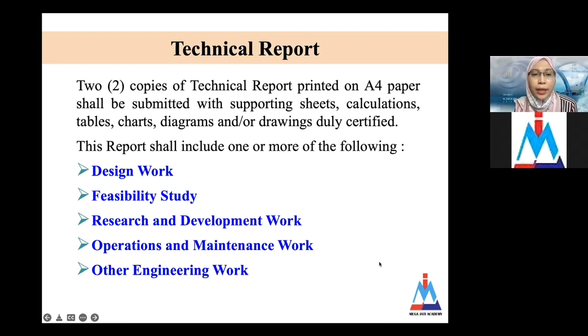All right, so this report shall include one or more of the following. You can have design work, you can have a feasibility study, and even if you are from academics, you can have research and development work. I'll let you know one by one later what the contents of it are. And then you can do operation and maintenance work and other engineering works that you feel satisfy all the contents of the chemical engineering criteria.